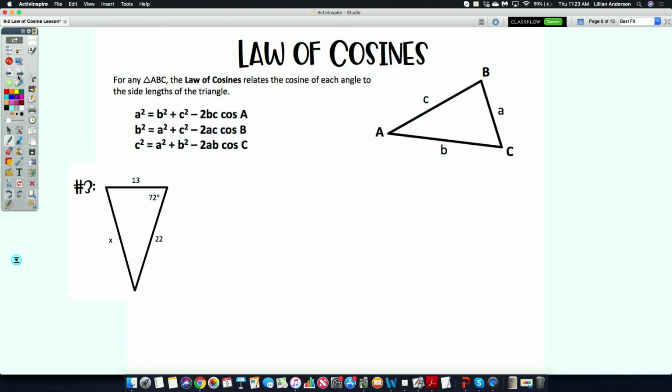So in number 3, again, someone said, bless you, set it up for me. Bless you. Anyone? x squared equals 22 squared plus 13 squared.